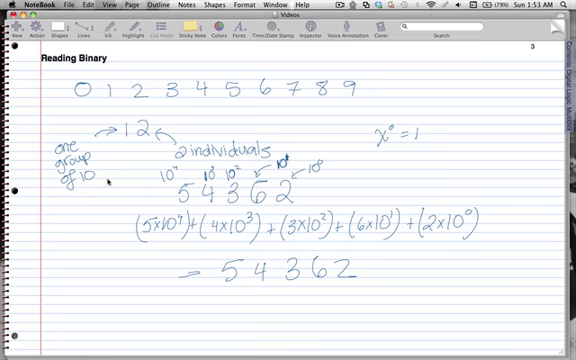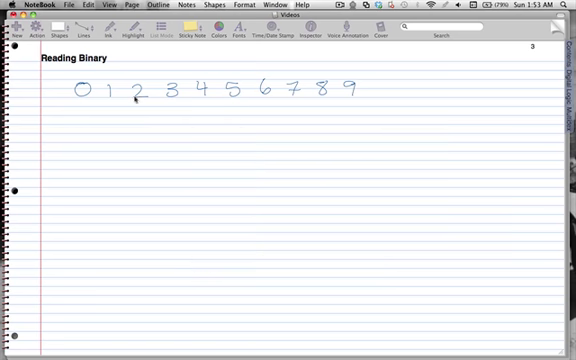Now, applying this to binary. Okay, in binary, we only have 2 symbols. A symbol to represent no objects and a symbol to represent one object. We call it 0 and 1.